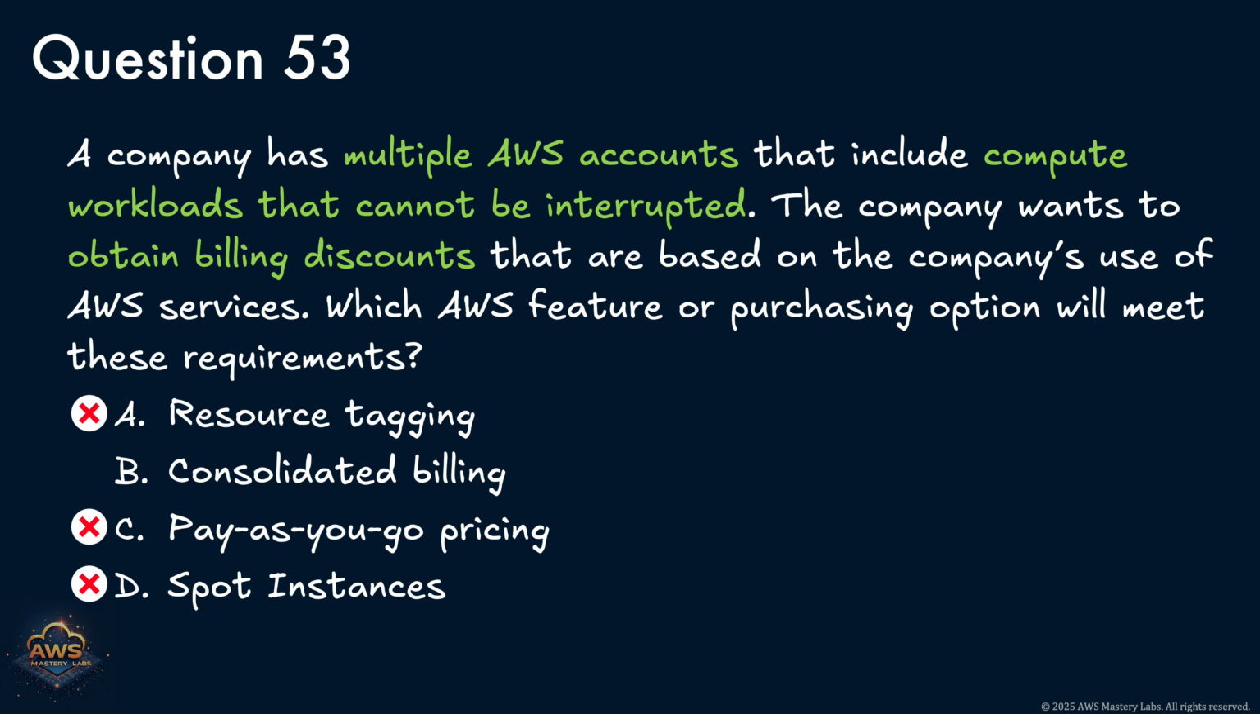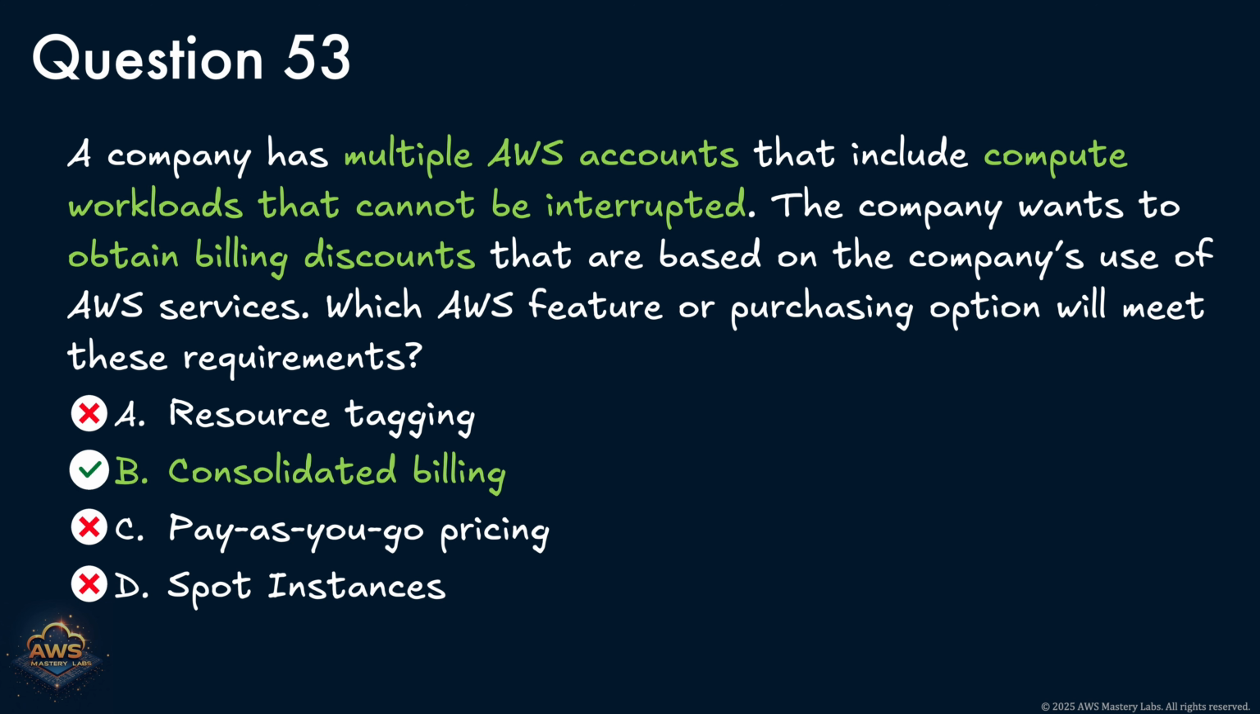Option D, spot instances. Spot instances offer steep discounts, often up to 90%, by allowing AWS to reclaim the instance with very little notice. These are ideal for fault-tolerant, interruptible workloads like big data processing, rendering, or CI/CD. But the question explicitly says the workloads cannot be interrupted, ruling this option out entirely. Incorrect, because spot instances are low cost but unsuitable for workloads that require guaranteed continuity.